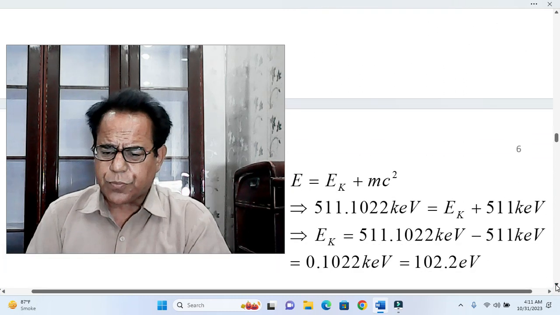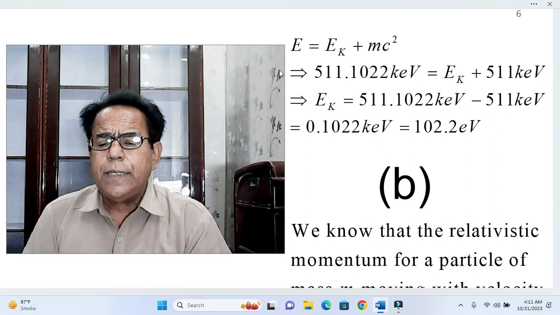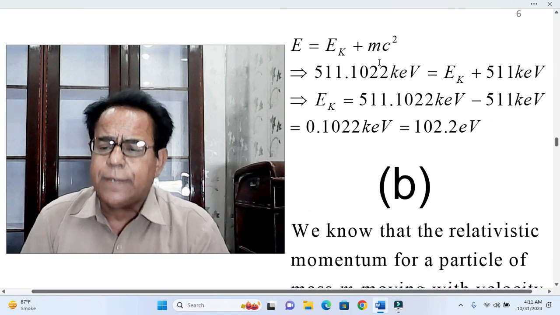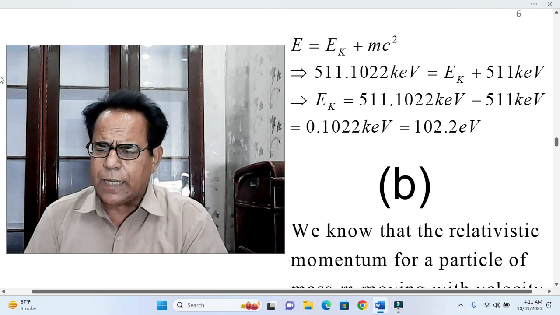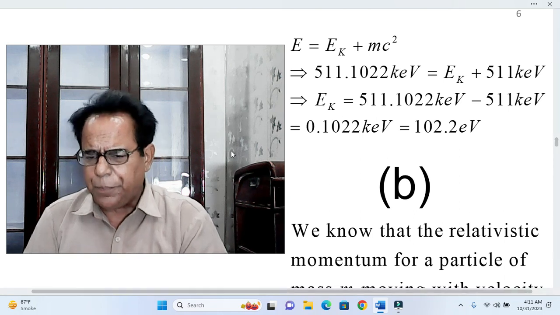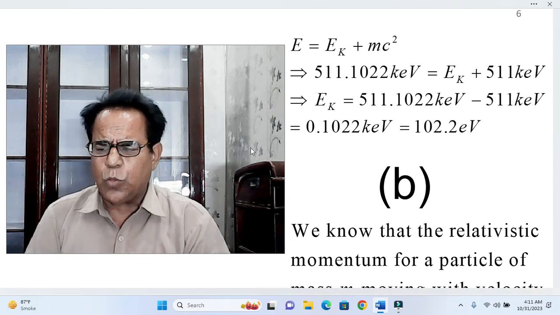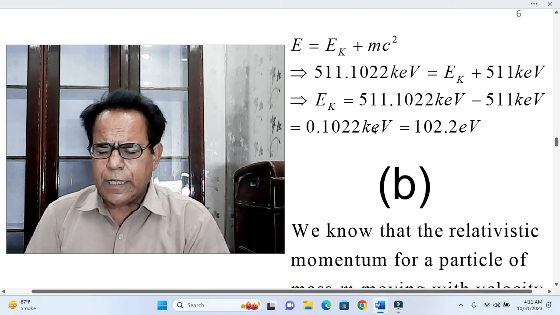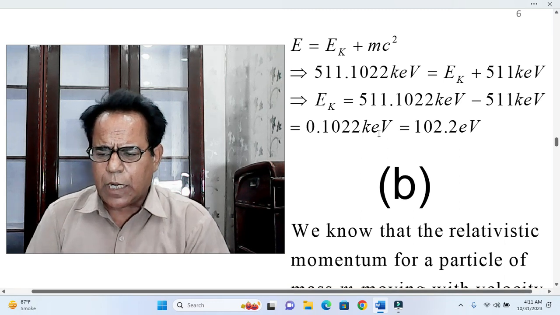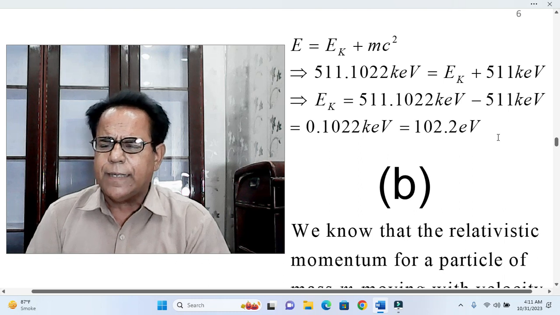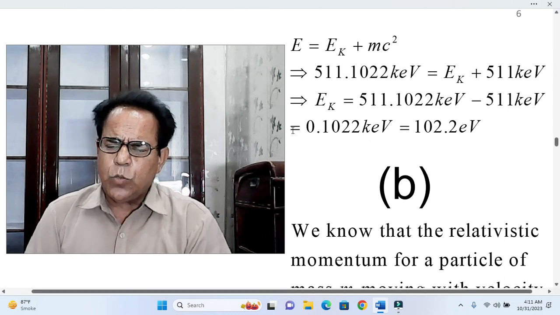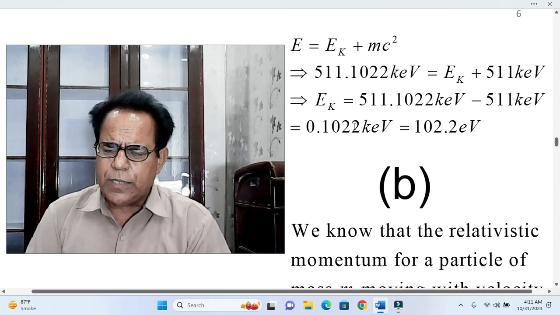Okay, now we know that total energy is equal to kinetic energy plus rest mass energy. So we have just put the value for total energy and rest mass energy, and from here kinetic energy will be obtained by rearranging these. Here kinetic energy becomes equal to so many kilo electron volt, and we have converted it into electron volt by multiplying it by 1000. It is not necessary. Even to this extent our solution is quite complete.